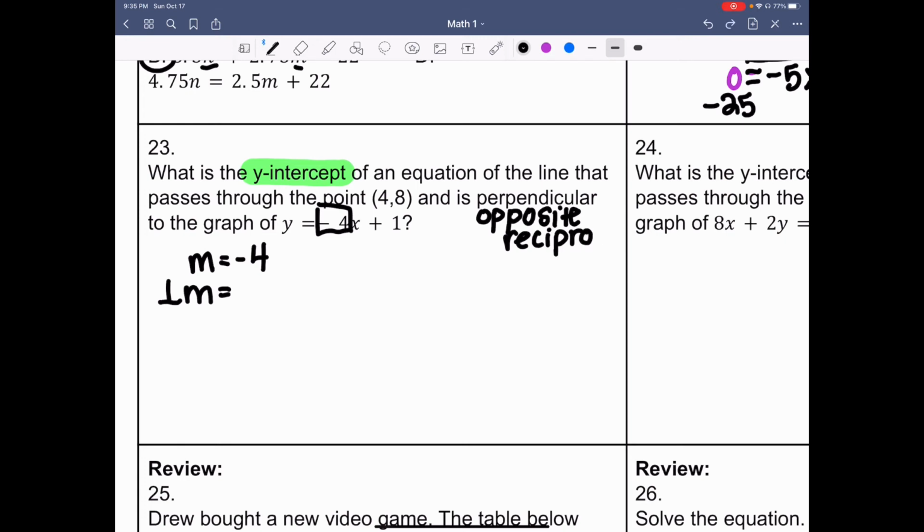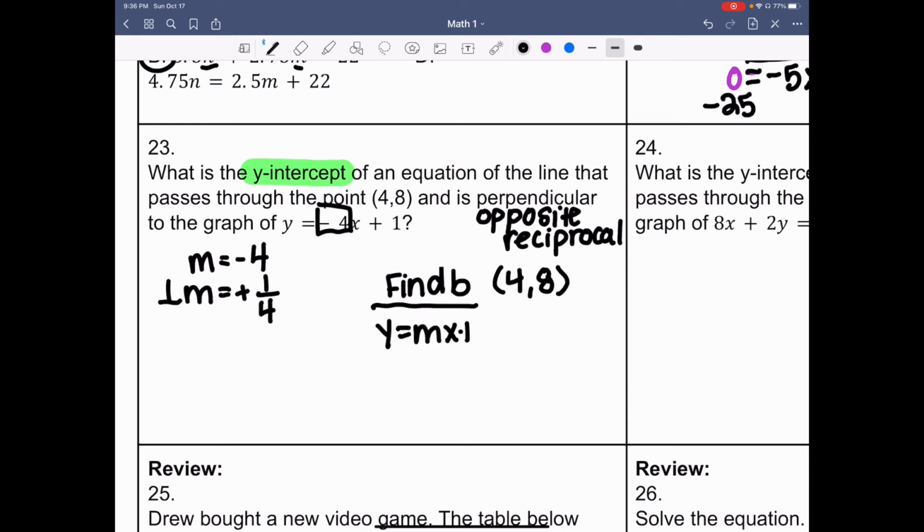All right, so we have -4, so we're going to do +4, and we're going to flip it and make it +1/4. Now, they want us to find the y-intercept. So to find the y-intercept, we're going to need to use that point, (4, 8), and we're going to plug it into y equals mx plus b.